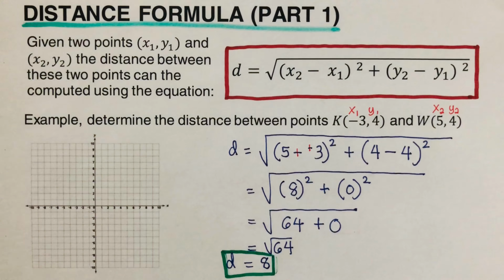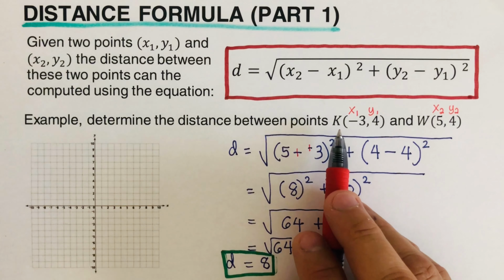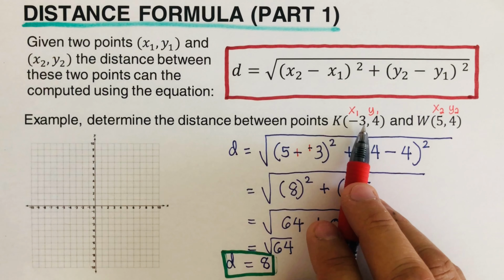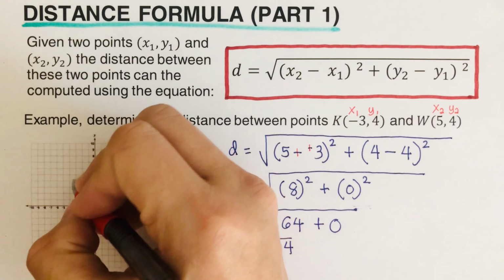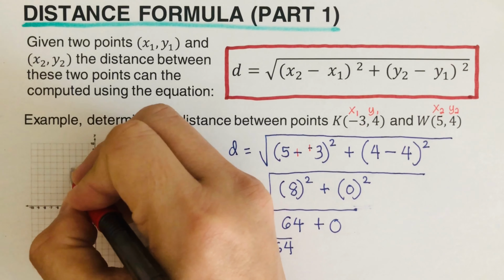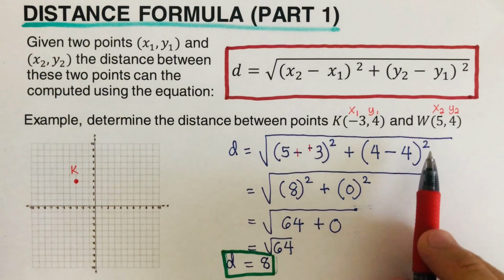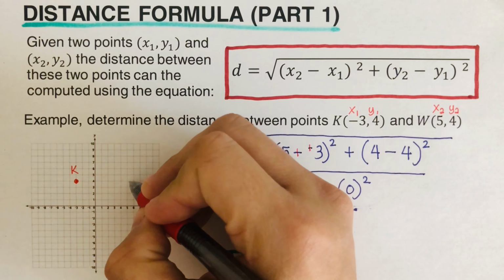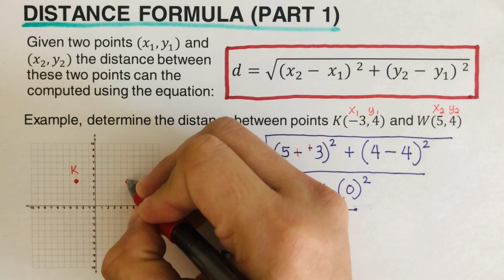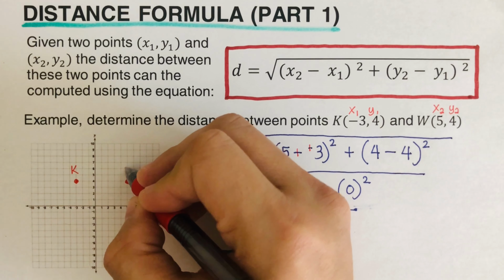So from here, we can test it on the graph that we have over here. If we were to plot point K, that's negative 3, 4. So negative 3, then up 4. So this is our point K. And then our point W is at 5, 4. So that's 5 and all the way up to 4. So it's going to sit here. This is our point W.